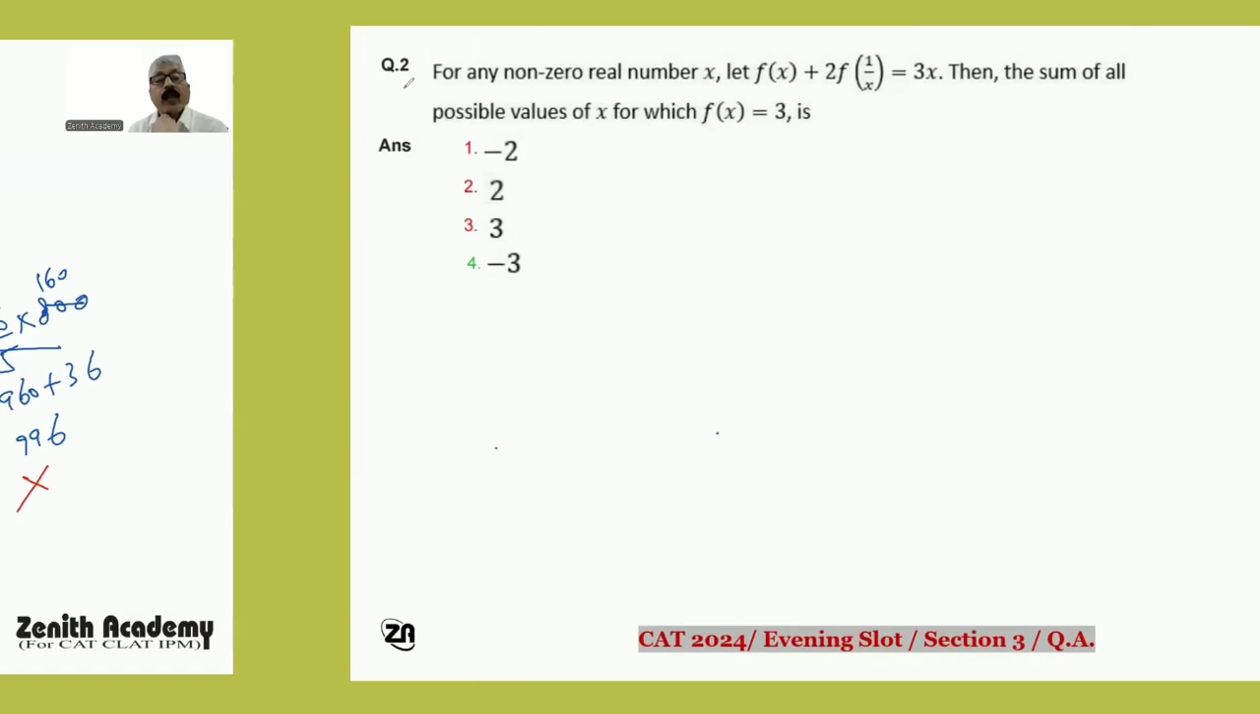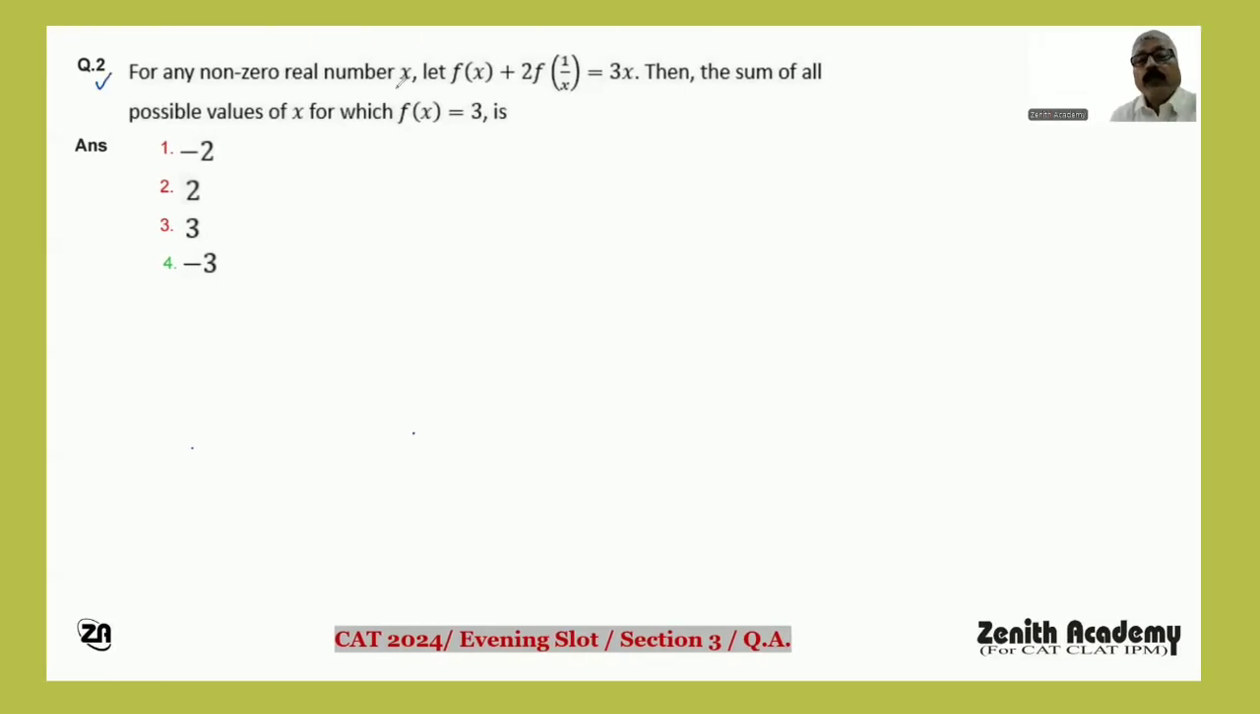Now see question number 2. For any non-zero real number x, let f(x) plus twice f of 1 by x is equal to 3x. Then the sum of all possible values of x for which f(x) is equal to 3. Okay, so here the equation is given: f(x) plus twice f of 1 upon x is equal to 3x. This is equation number 1.